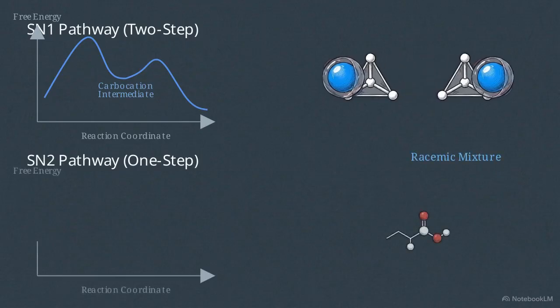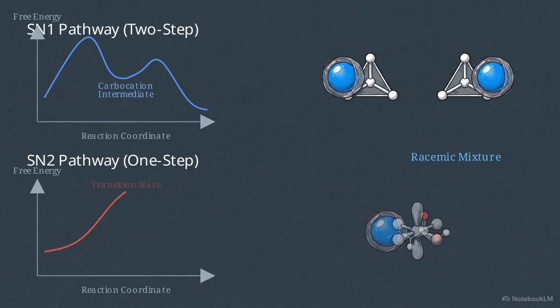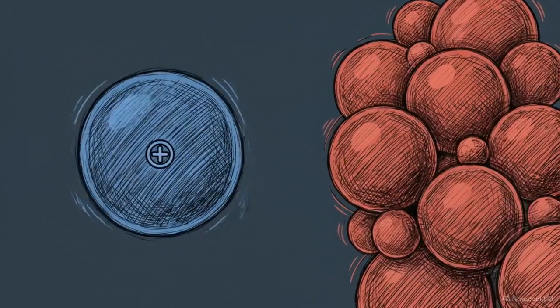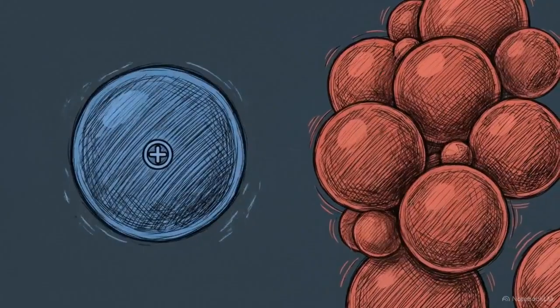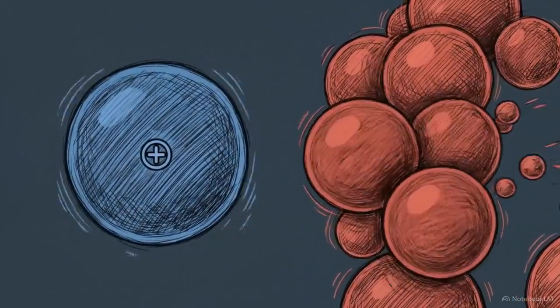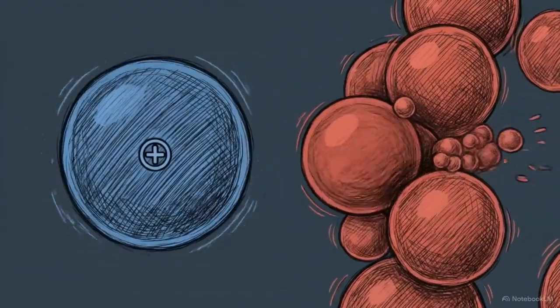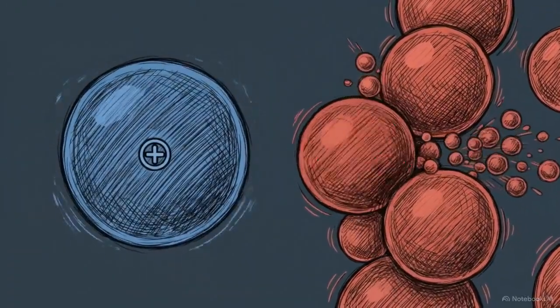Contrast this with the bottom graph for the SN2 pathway, a single-step process favored by uncrowded primary halides. The nucleophile must attack from the back, creating an unstable transition state that forces the remaining bonds to flip, a Walden inversion. Ultimately, whether a reaction proceeds via SN1 or SN2 is a direct competition between intermediate carbocation stability and the degree of steric hindrance.